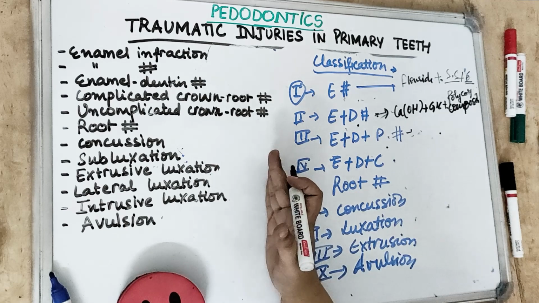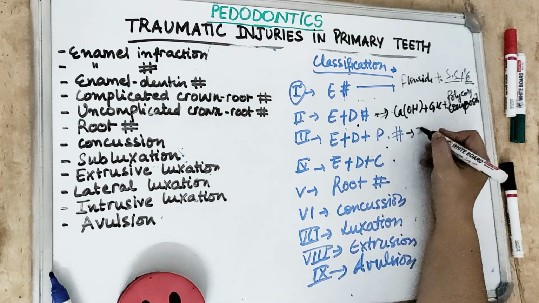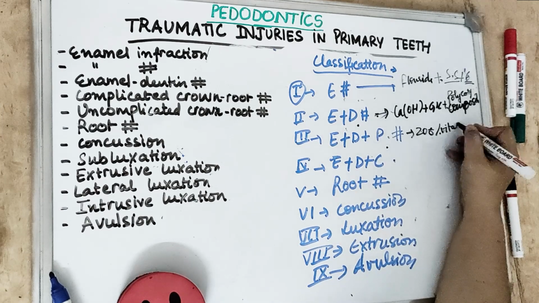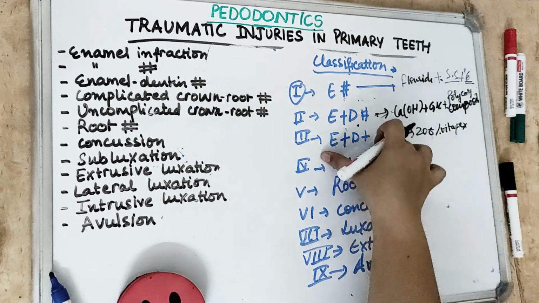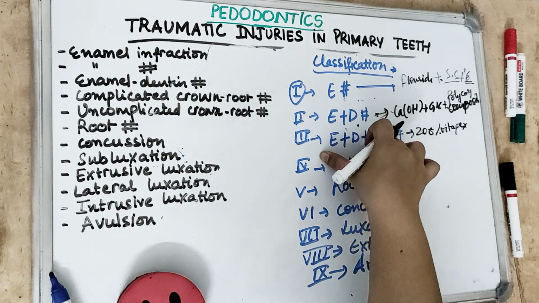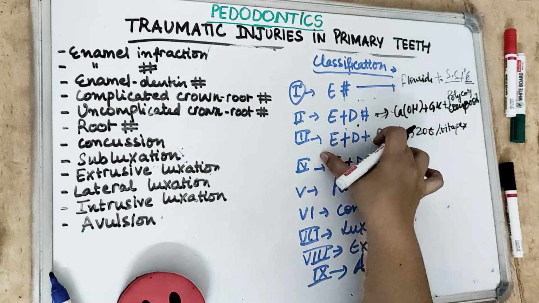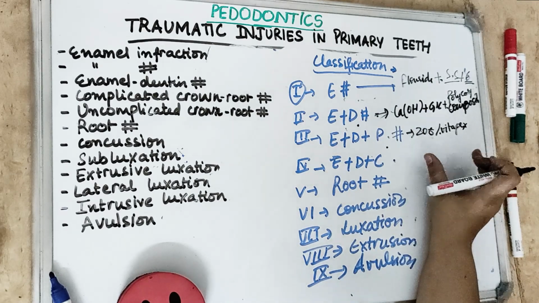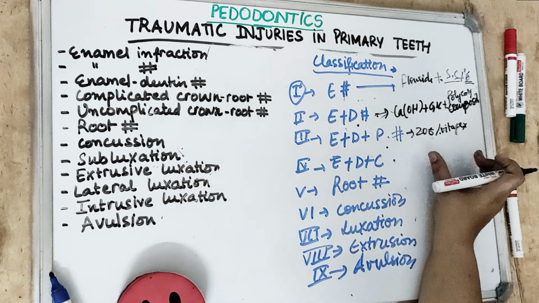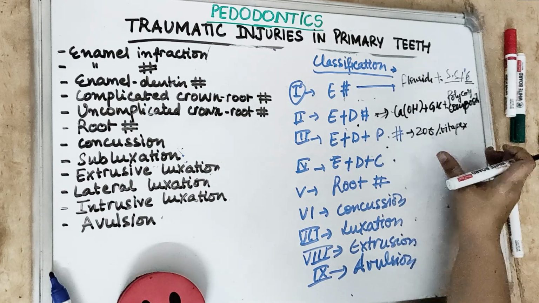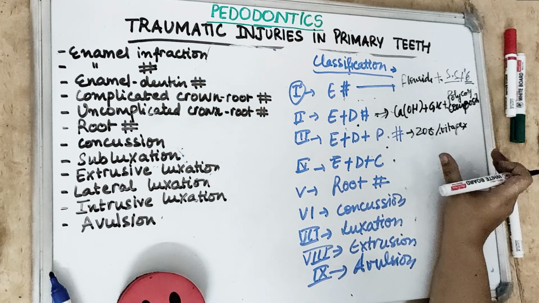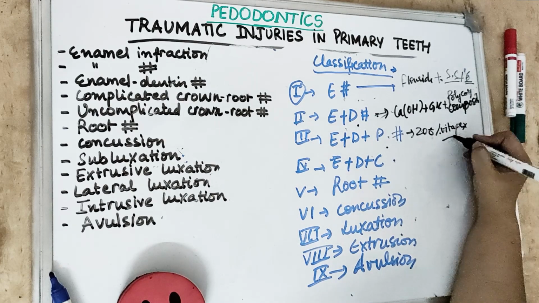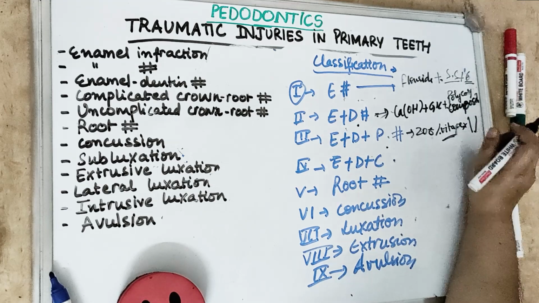Pulpectomy can be done with the help of ZOE cement, or you can use Vitapex. I will make another video for pulpectomy because it's an important topic for you guys, so we will discuss pulpectomy in some other video. For enamel, dentin and pulp fracture, you can do the pulpectomy procedure using zinc oxide eugenol or Vitapex, provided 2/3 of the root is present. You can only do this when 2/3 of the root is present.